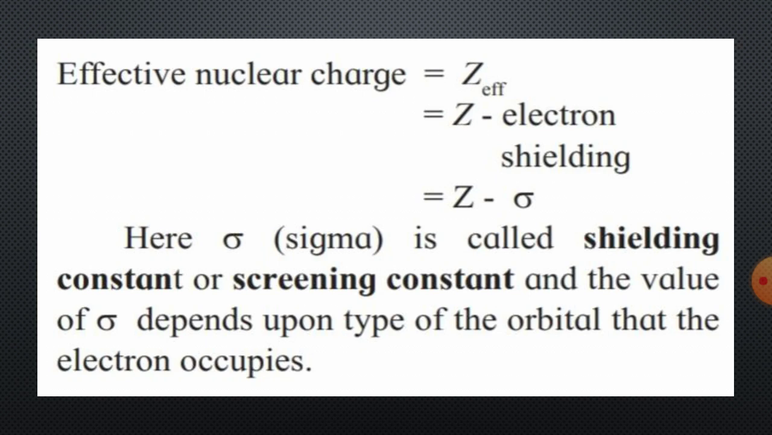And this value of sigma will depend upon the type of the orbital which the electron occupies. Fine. The value of sigma will depend upon the type of orbital that an electron occupies. So this is the formula for effective nuclear charge, that is Z minus sigma.